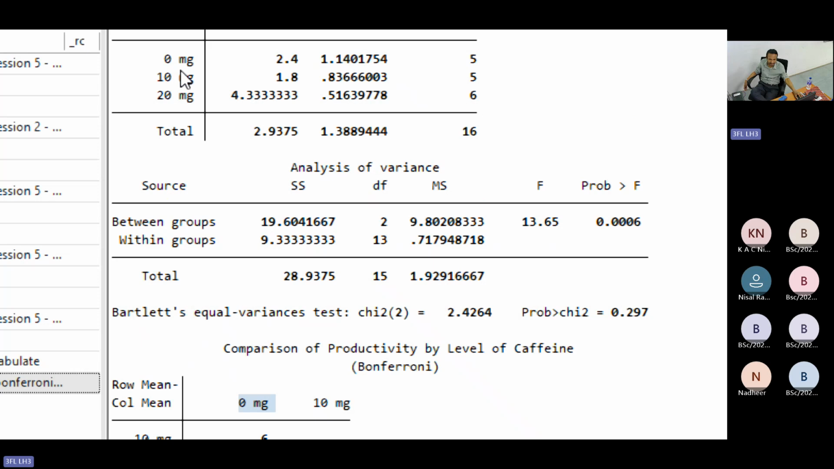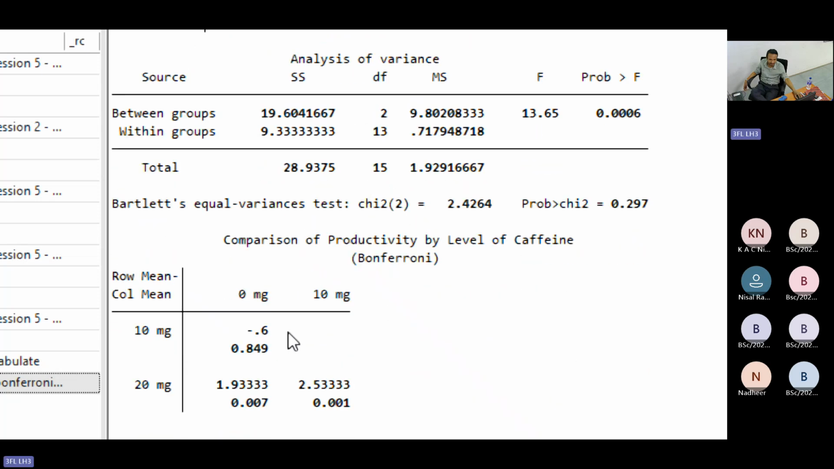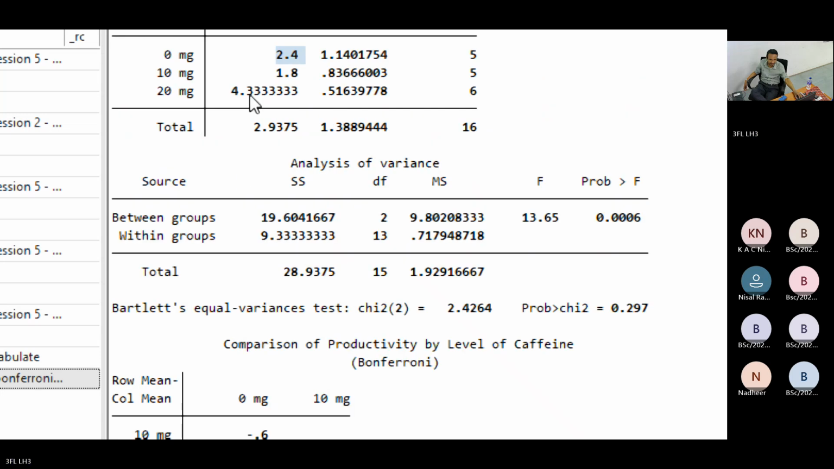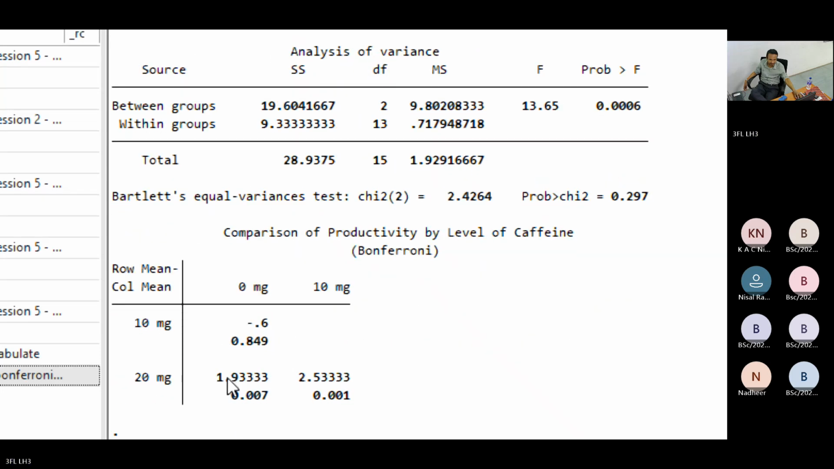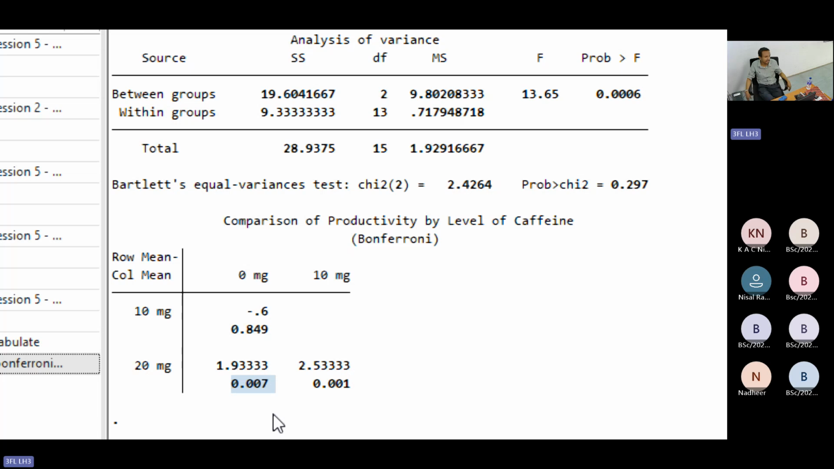Then you can see again the 20 milligram group had 4.33 productivity and 0 milligram had 2.4, so the difference is 1.93. When you compare the 20 milligram and 0 milligram group, what's the significance level? 0.007. Is it significant? Yes. So your conclusion is the 20 and 0 milligram groups are significantly different.